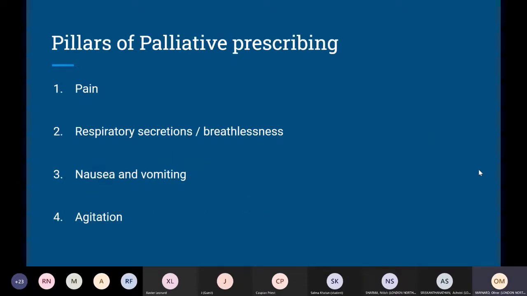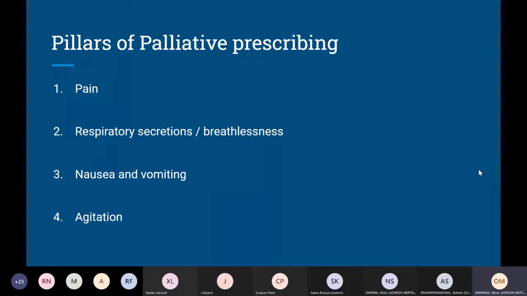So there are 4 main pillars of palliative prescribing. Often this is called anticipatory medications, because they're prescribed prior to when the patient actually needs them, with the idea that they may need them at some point. And normally a medication is prescribed for one of the 4 following: one for pain, one for respiratory secretions, one for nausea and vomiting, and one for agitation. So these are the major 4 pillars of palliative prescribing.